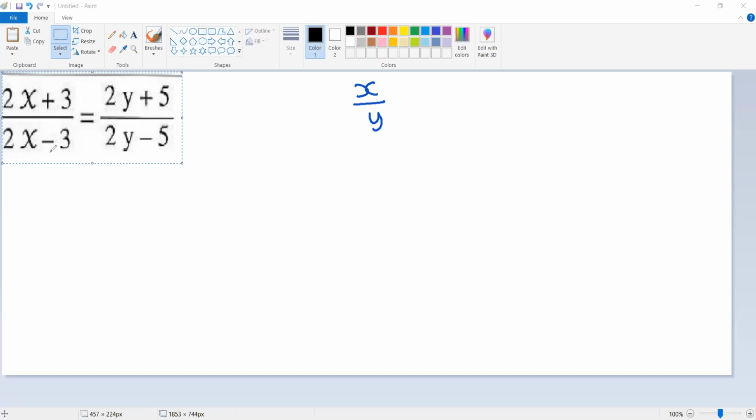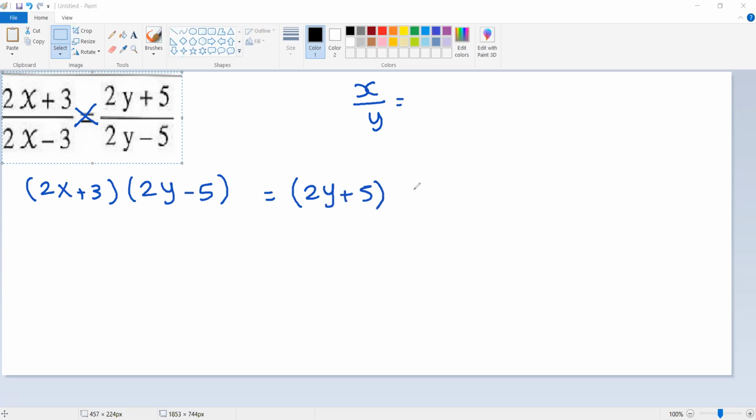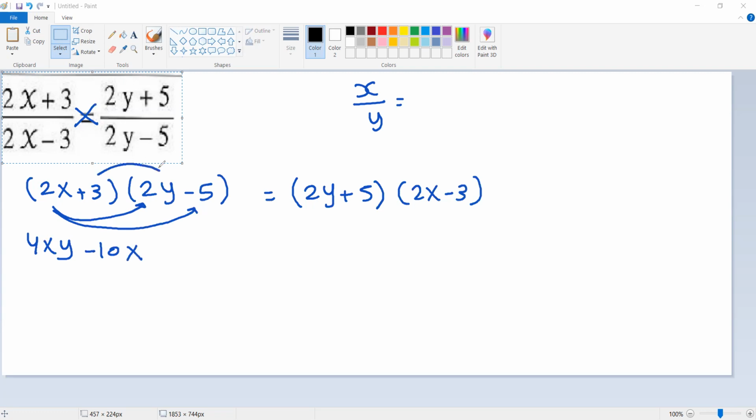If (2x plus 3) over (2x minus 3) equals (2y plus 5) over (2y minus 5), find x over y. Do cross multiplying. So multiply 2x plus 3 by 2y minus 5, equals 2y plus 5 multiplied by 2x minus 3. Expand, multiply 2x by 2y, it's 4xy, and 2x by minus 5, it's negative 10x. After that, multiply 3 by 2y, it's 6y. And multiply 3 by minus 5, it's minus 15.